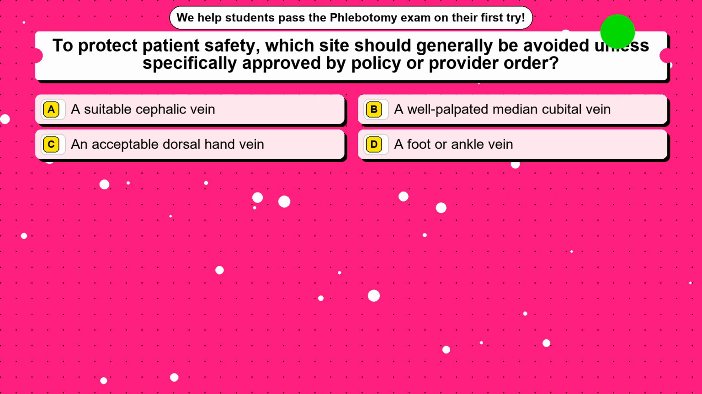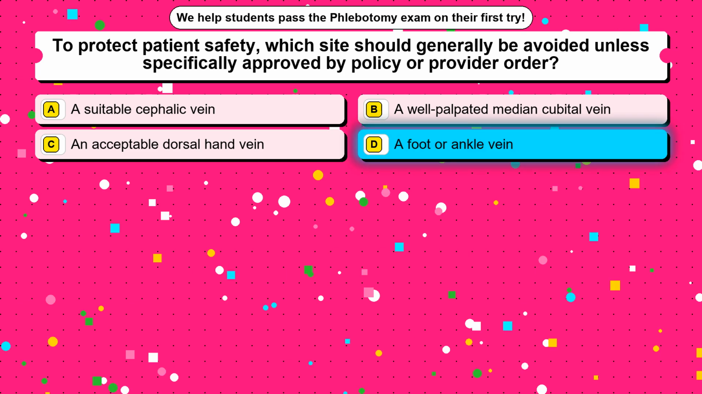Question 41. To protect patient safety, which sites should generally be avoided unless specifically approved by policy or provider order? Option A, a suitable cephalic vein. Option B, a well-palpated median cubital vein. Option C, an acceptable dorsal hand vein. Option D, a foot or ankle vein.